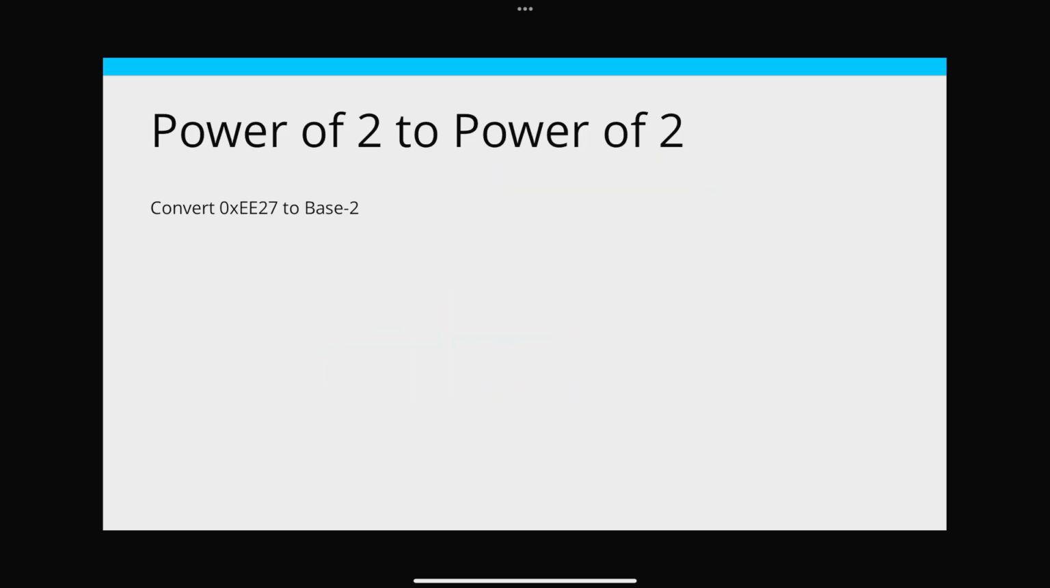Let's do another example. EE27. It's going from hexadecimal to binary. And I know in binary, I need 4 bits to represent 16 different things. So let's go ahead and use that capability. E is equivalent to 14. So that's 8 plus 4 plus 2. This 2 is equivalent to 2. So that's right here. And 7 is 0, 1, 1, 1.